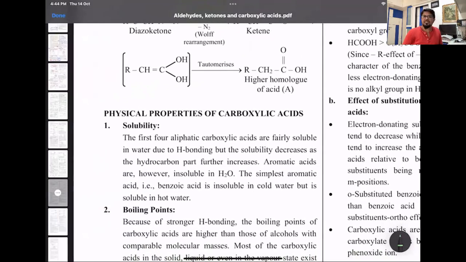Physical properties. The first 4 aliphatic acids are soluble because of hydrogen bonding. Solubility will decrease as the bulk of the alkyl group increases. Benzoic acid is insoluble in cold water, but it is soluble in hot water. So that's an exception.